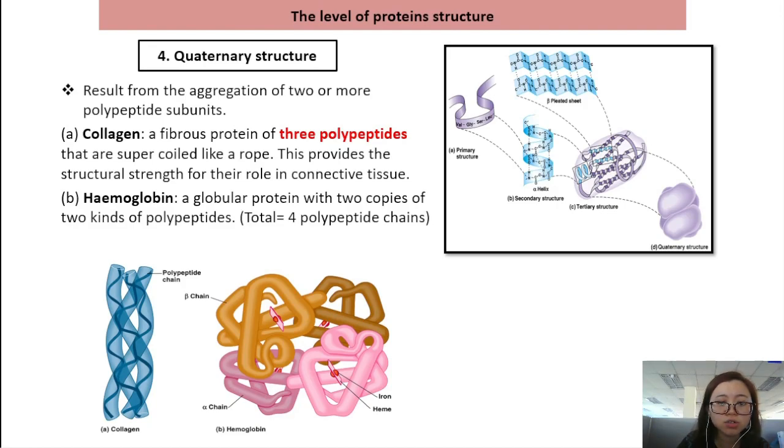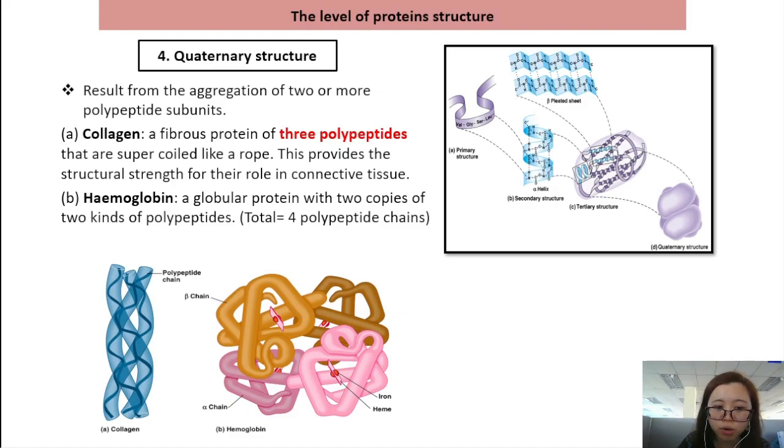So quaternary structure, dia tiada sudah special bond lain. Dia basically if you put more than one polypeptide together, that is quaternary structure. Okay, so you have aggregation of 2 or more polypeptide subunits. One example of quaternary structure protein is collagen. Collagen is a fibrous protein of 3 polypeptides.